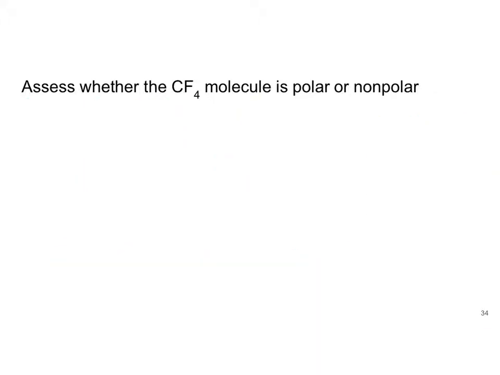Now, last one, before I go through a summary, is that we need to assess whether the CF4, carbon tetrafluoride, molecule is polar or nonpolar. So just like we've done with the other ones, I'm going to say that I've got 1 carbon times 4 valence electrons, and I have 4 fluorines times 7 valence electrons, which is 28. And when I add all of that up, I get 32 valence electrons.